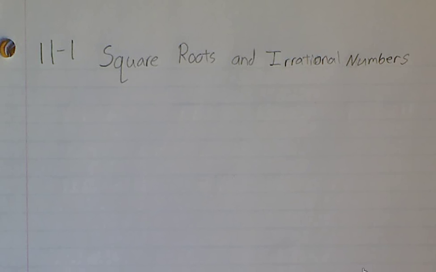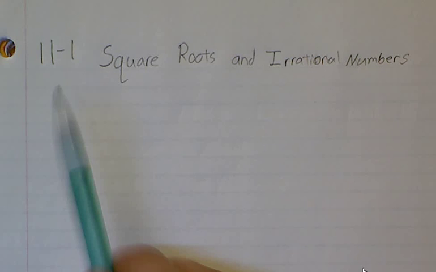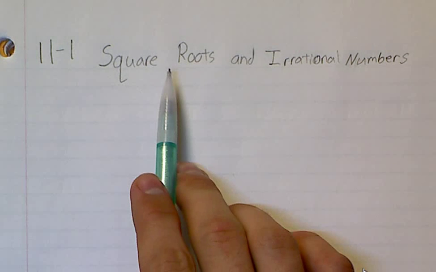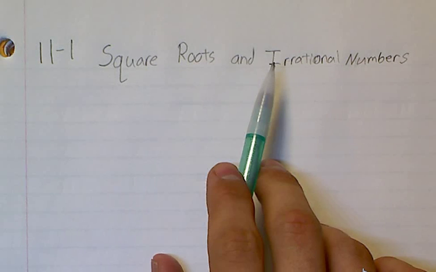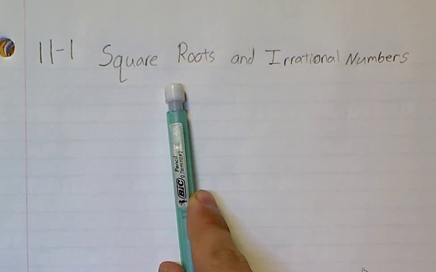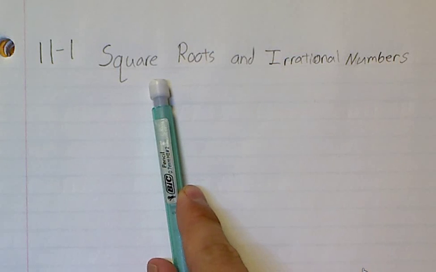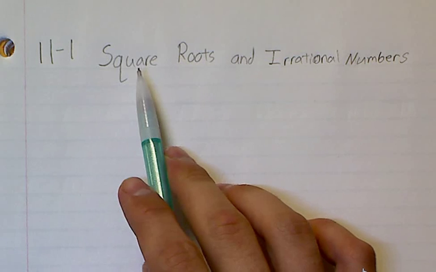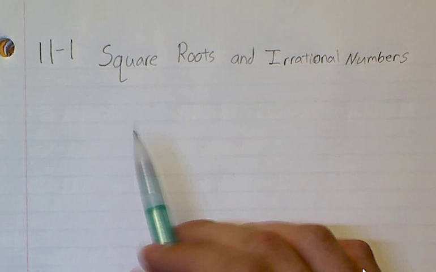Alright, so for today we're going to be taking notes over section 11.1, and what we're dealing with today is something called square roots and irrational numbers. So hopefully you guys remember some things about square roots. I don't think we've gone over it too much this year or at all, but you should have gone over it a little bit in the elementary. So let's just jump right in.